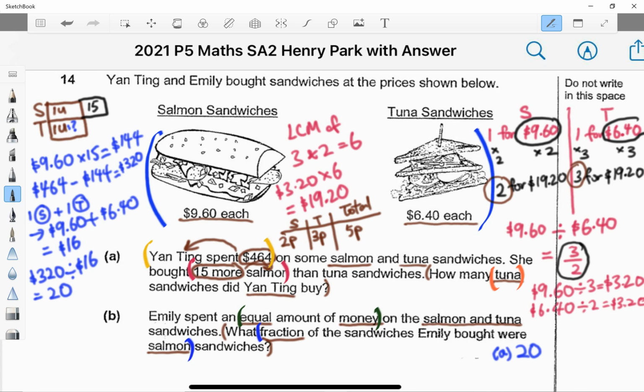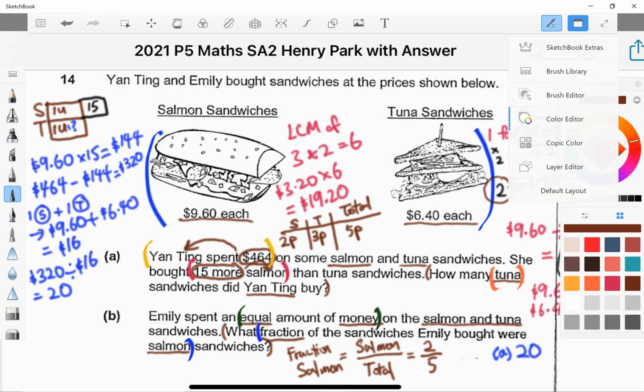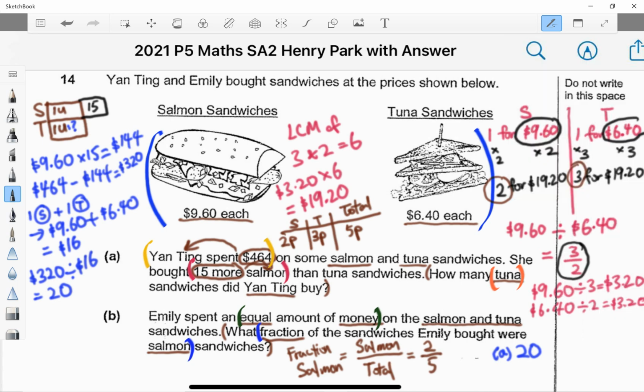So finally, what fraction of the sandwiches that she bought was salmon? So fraction, salmon, and it's actually the salmon out of the total. In this very case, our answer will be 2 out of 5. So my part B answer is actually 2 out of 5.